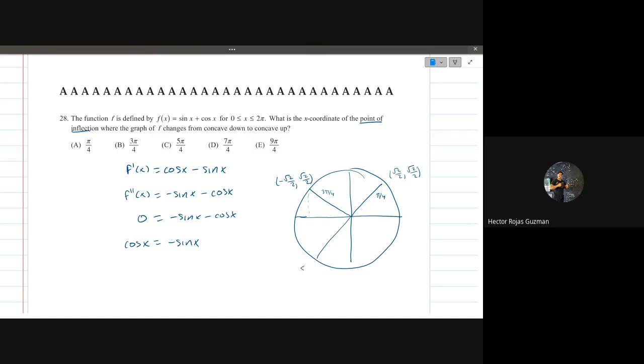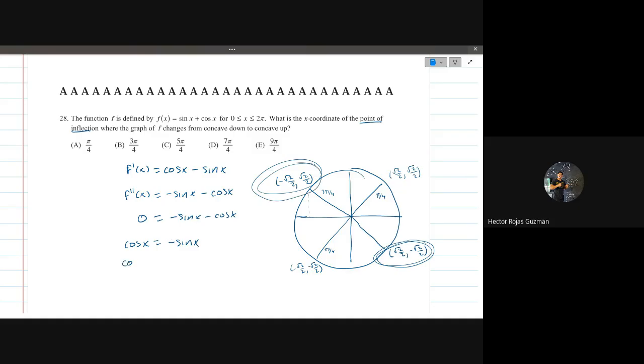4 pi over 4, 5 pi over 4. At 5 pi over 4, they're both negative because cosine is going to the left, sine is going down. And then finally at 7 pi over 4, cosine is going to the right, but sine is going down, so that one's negative. So when does cosine equal negative sine? I mean, just look at my unit circle that I did. Here. But also here.